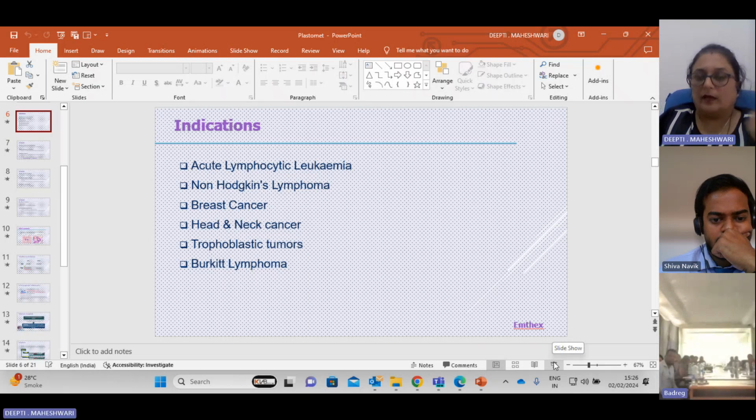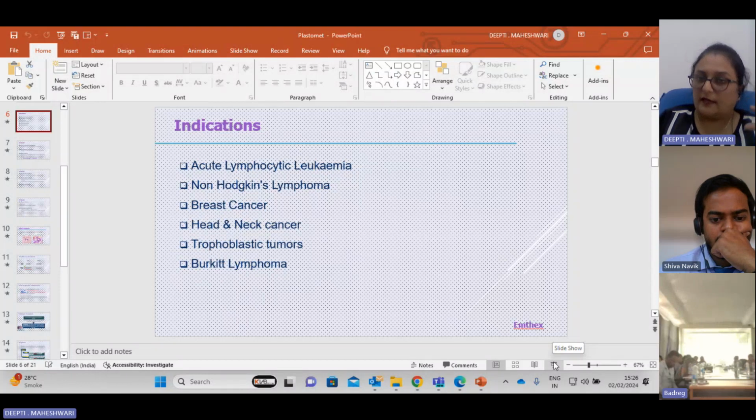But what you all told me is that in Ethiopia, the medical oncologists are not seeing leukemias and lymphomas. They are being seen by the hemato-oncologist. So then in that case, in Ethiopia, Burkitt's lymphoma is not for medical oncologists. For medical oncologists, you have breast cancer, head and neck cancer, and trophoblastic tumors.